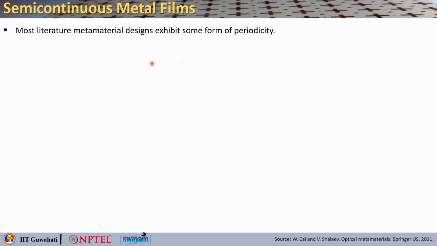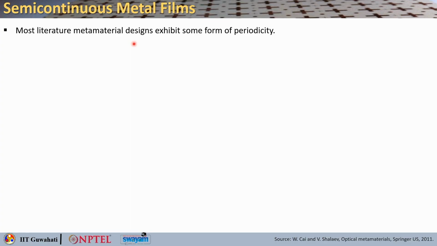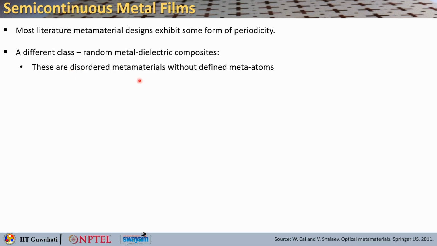So, previous discussions. So, now we will go for semi-continuous metallic films. So, till now we have seen the electric metamaterials with ordered metal dielectric kind of arrangement, okay, and these metamaterial designs actually exhibited some form of periodicity, right. Now, we will look into another class of metal dielectric composites, okay, where you do not have a well defined meta atom, right. So, these are basically disordered metamaterials.